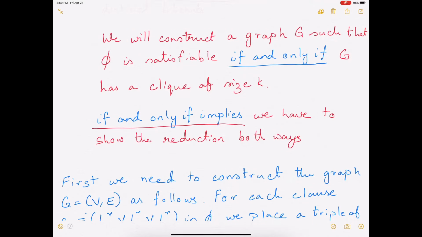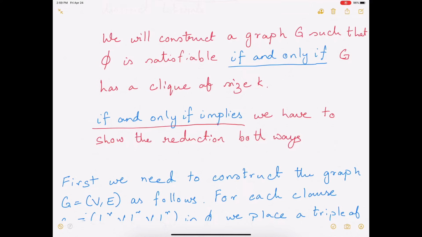So we're going to construct a graph G such that phi is satisfiable if and only if G has a clique of size k. Now notice the if and only if. It means that we have to show the reduction both ways. We have to show that if phi is satisfiable, G has a clique of size k. And we also have to show the other way: that if G has a clique of size k, then phi is satisfiable.